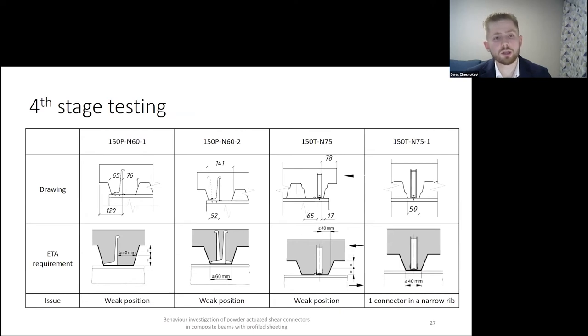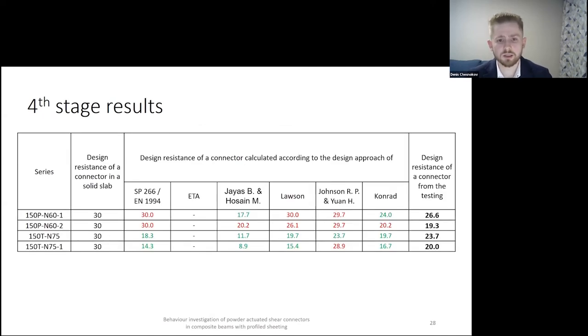Then I had another stage of testing, and there you could see that I looked at three cases with weak side. I tested one and two connectors in parallel to the shear force, and another one with transverse position to the force. And the last case, it's a narrow rib with one connector in the row. And according to the ETA, it's mandatory to install more than two connectors per row in such cases. And then I compared these results. You could see that ETA column is empty because it doesn't cover this case, and there are no reason to pay attention to it.